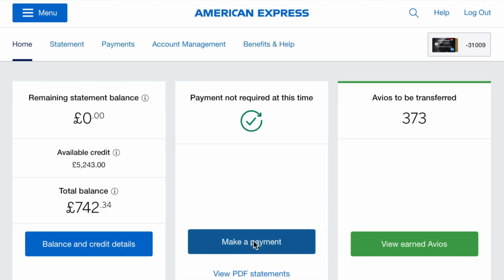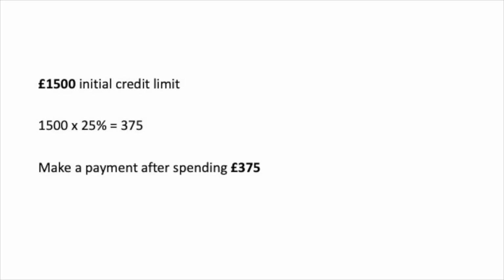Now, you might be thinking, well, if my limit's only £1,500, then it's going to be difficult for me to keep within 25% of that for an entire month. But there are a couple of workarounds. Firstly, you can make more regular payments before your statements actually come through, and this will have the effect of keeping your balance fairly low overall. For instance, if your credit limit's £1,500, then you could make a payment every time that you go over £375, therefore you're never going over 25% of your credit utilization.